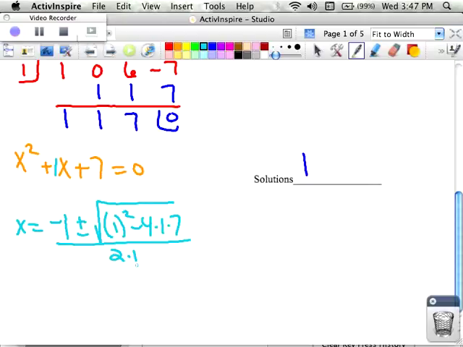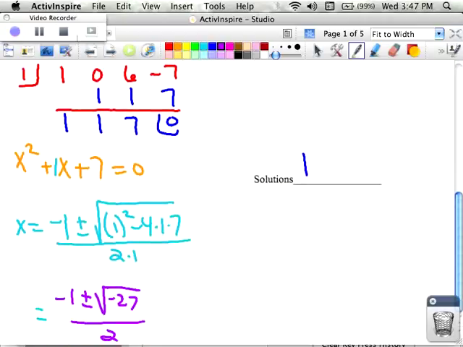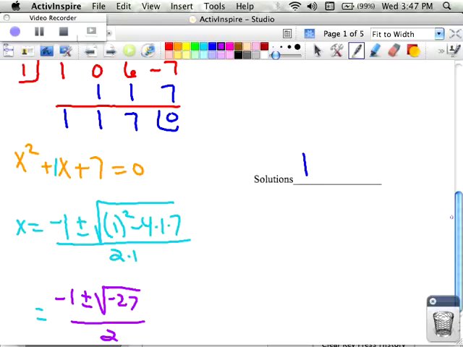When I simplify that just a little bit, I'm going to have x equals negative 1 plus or minus the square root of 1 minus 28, which is negative 27, all over 2. And recently we learned that when we're dealing with negatives in square roots, that's really just saying that we have an imaginary number. So I'm just going to rewrite that square root using the imaginary number notation.